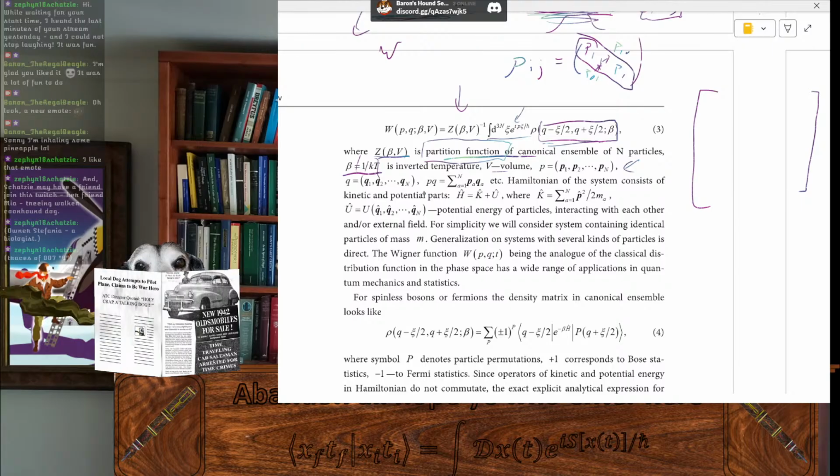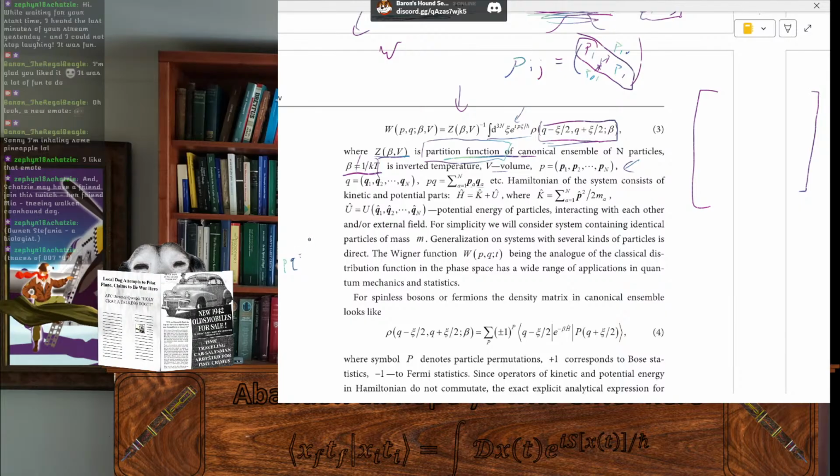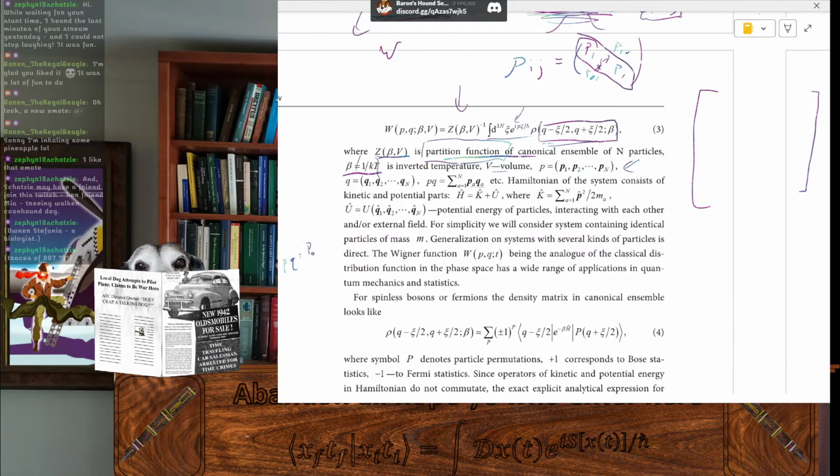And PQ is the sum of PaQa, right? So PQ equals P1 Q1 plus P2 Q2 plus and so on, for all of your n particles.